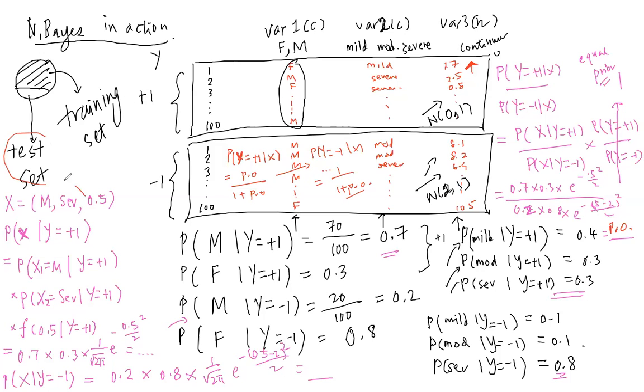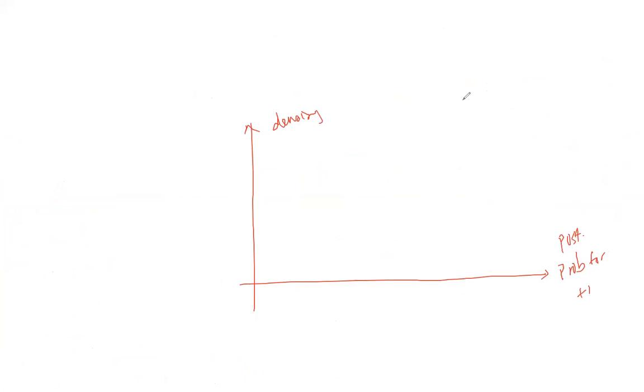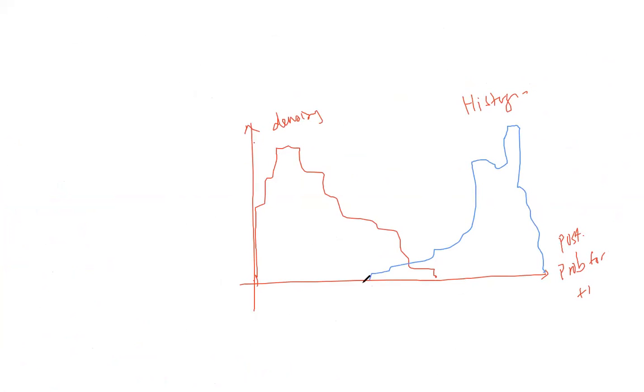For the test set, of course this is coming from the test set, you will have a prediction. After you have done everything, this will be your posterior probability for plus one, and this will be your density. So you can plot a histogram. You may find that some of them have a distribution like this, and the other one may have a distribution that is going like this.